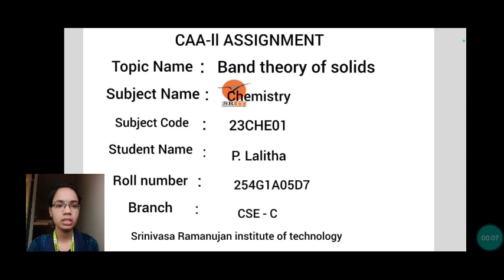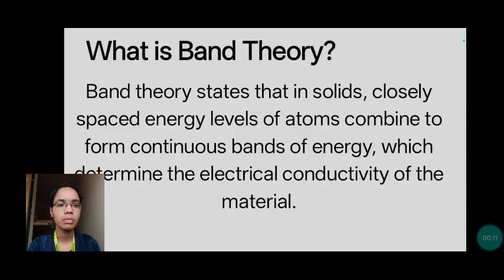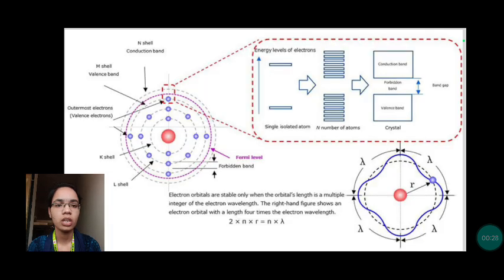Today my topic is band theory of solids. What is band theory? Band theory states that in solids, closely spaced energy levels of atoms combine to form continuous bands of energy which determine the electrical conductivity of the material. This is the structure of the band theory: conduction band, valence band and band gap.